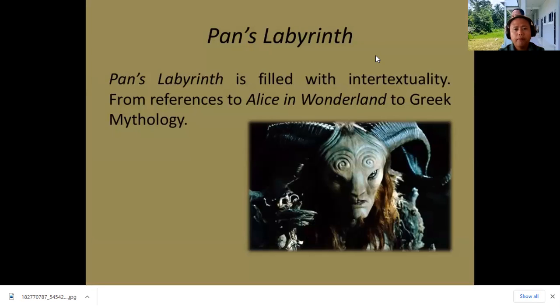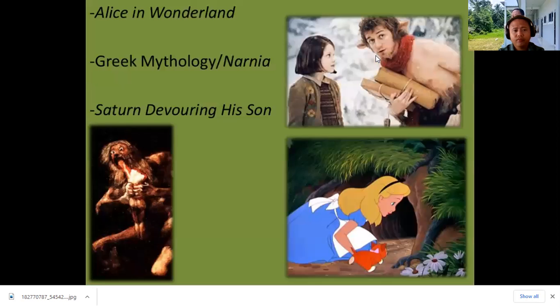For example, Pan's Labyrinth. Pan's Labyrinth is filled with intertextuality, from references to Alice in Wonderland to Greek mythology, Narnia, and Saturn devouring his son. In short, class, intertextuality has a connection, has interconnectivity.